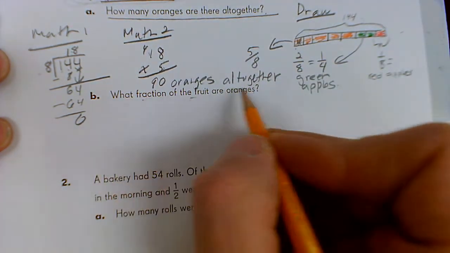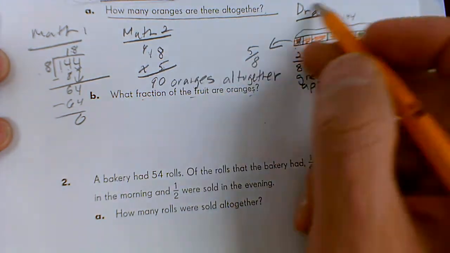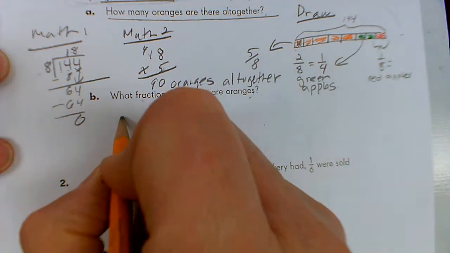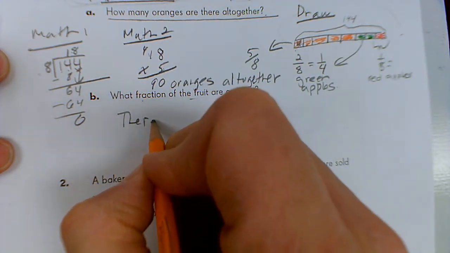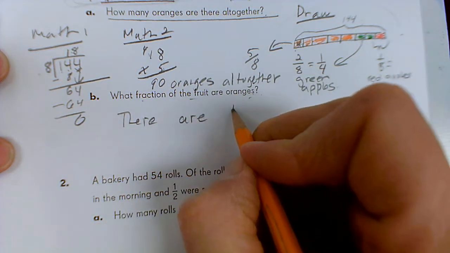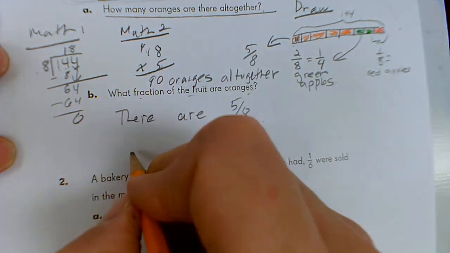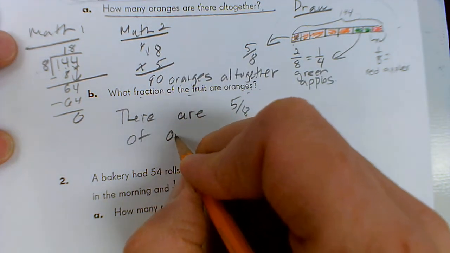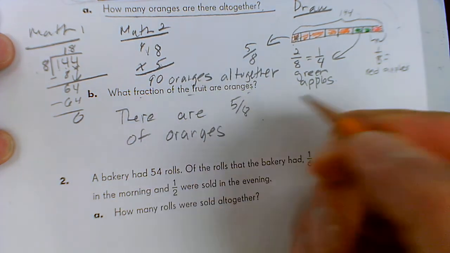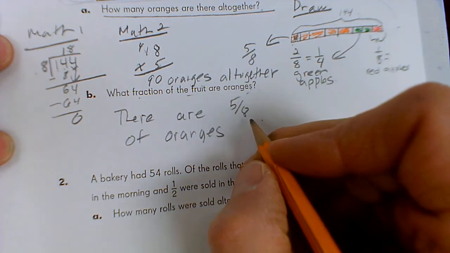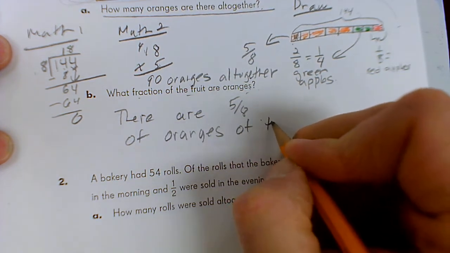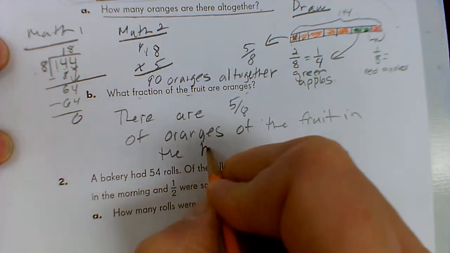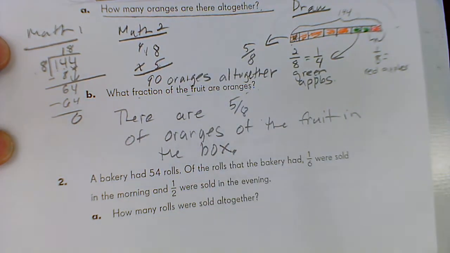Okay, part B says what fraction of the fruit are oranges? Well, I already did that because I did all my work. That's when you do all your work up front. It's easy at the end. So I could just say there are 5/8 of oranges of the fruit in the box. Period. All right.